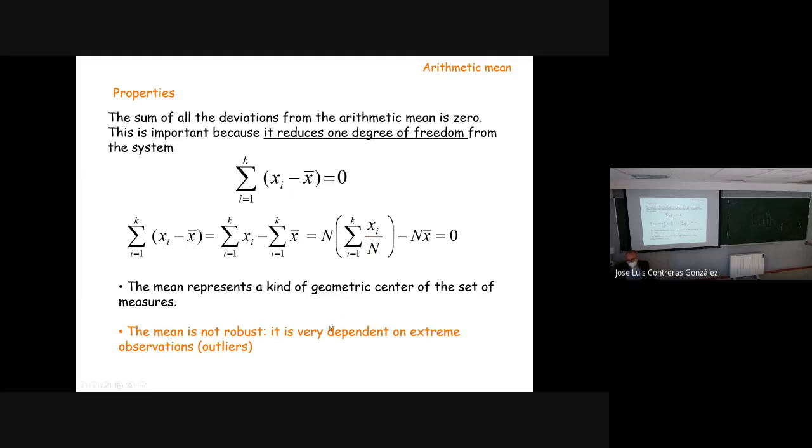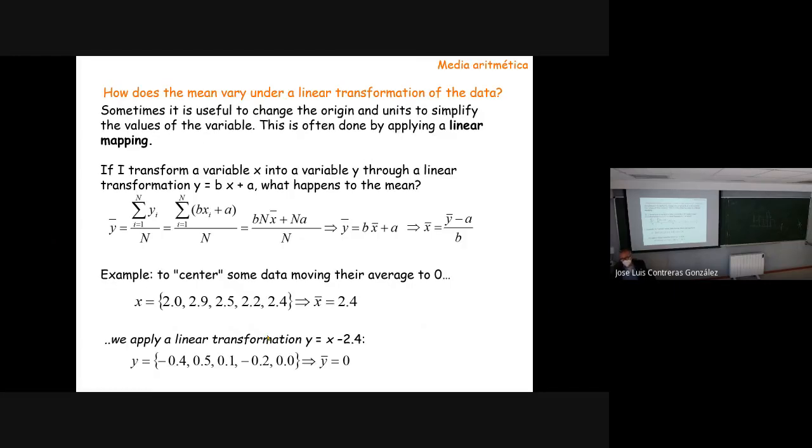The second property is what we said, that it is not very robust. The fact that it is very affected by outliers, those points there, is said in statistics that it is not robust to small changes. If we do a linear transformation of the data, multiply the data by some number and add some number, what happens to the mean? Well, the mean gets multiplied by the same number, and the same number is added to the mean. This is a way, if we have a mean which is not 0, to take the mean to 0, to center the distribution.